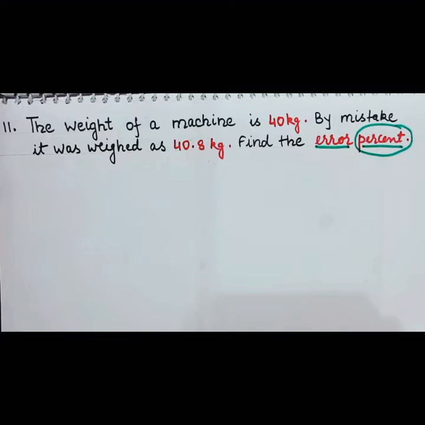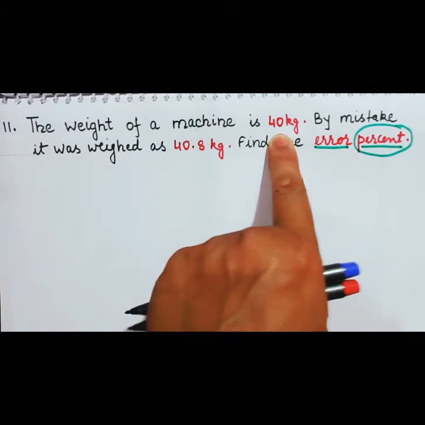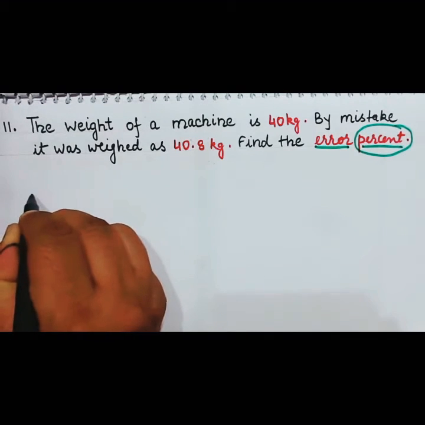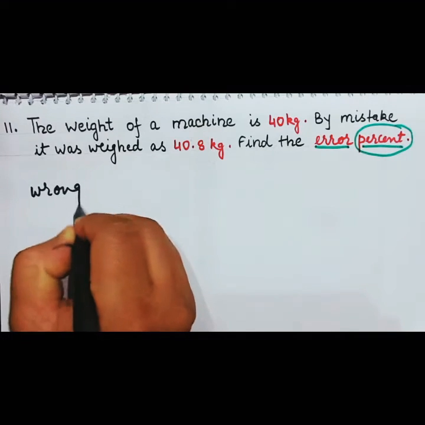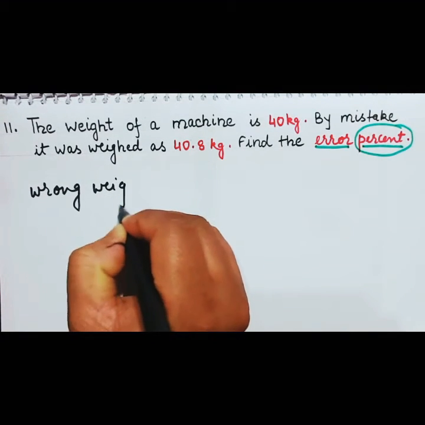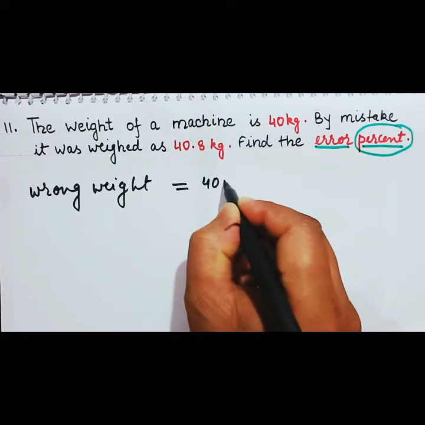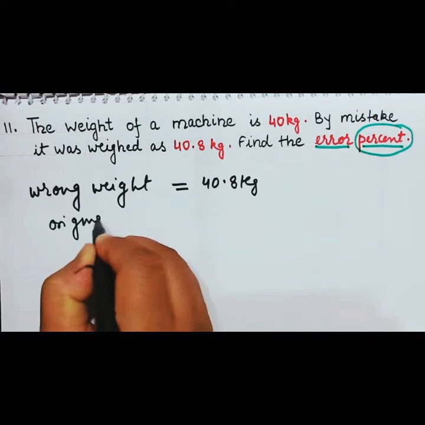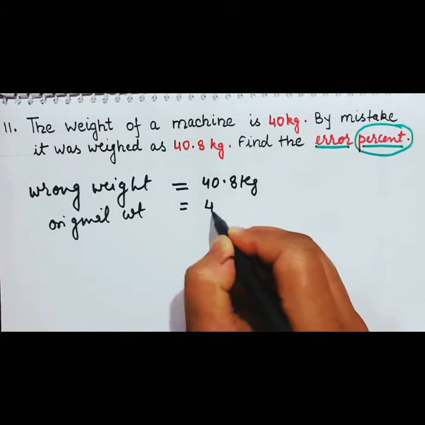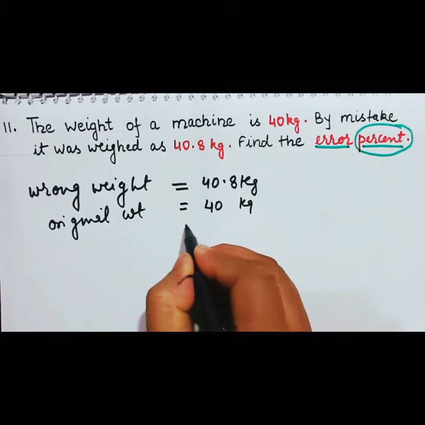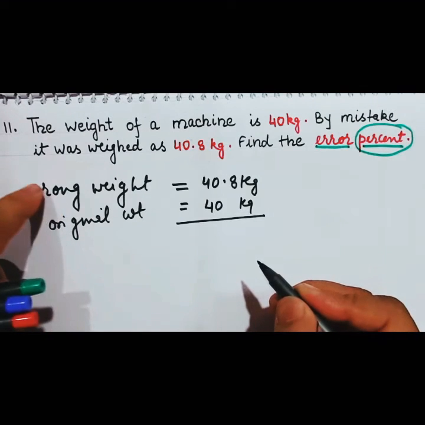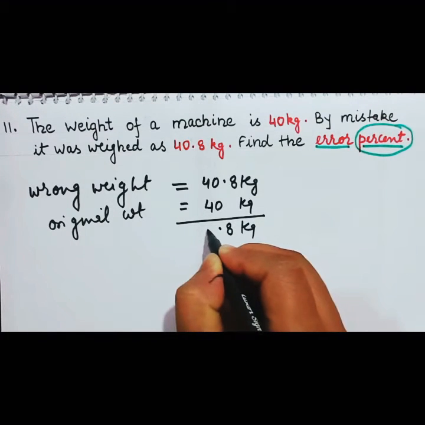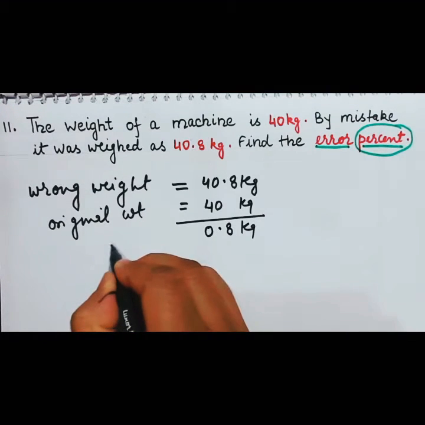proceed solving the sums. So the weight of the machine is 40 kg. By mistake, it was weighed as 40.8 kg. So you can say the new weight or the wrong weight. I would start from here, from the wrong weight. So the wrong weight was 40.8 kg, while the original weight was 40 kg. So naturally, when you subtract the original weight from the wrong weight, you will get 0.8 kg. Better we say 0.8 kg as the error.